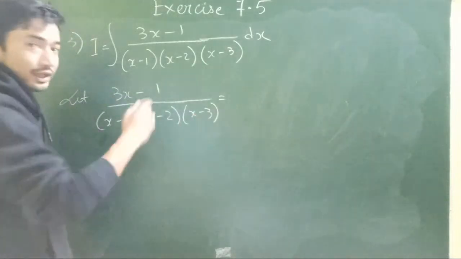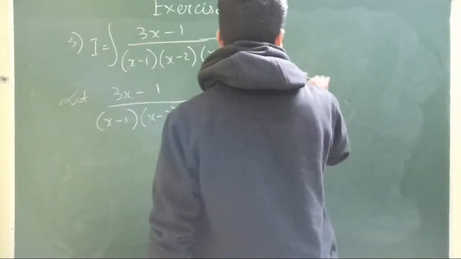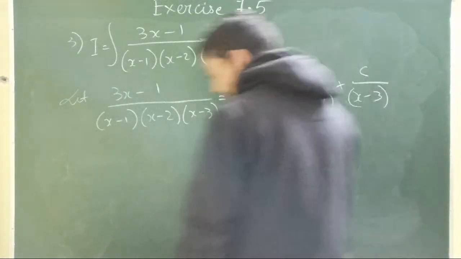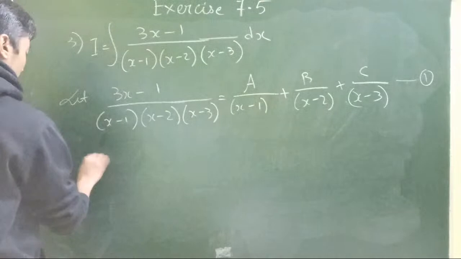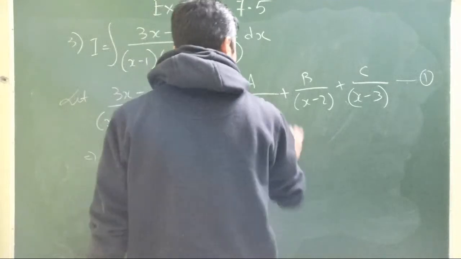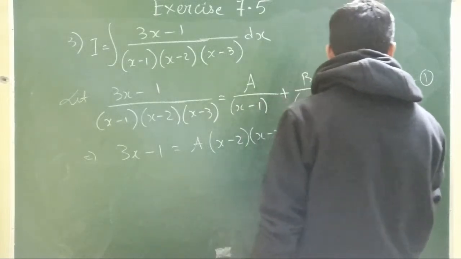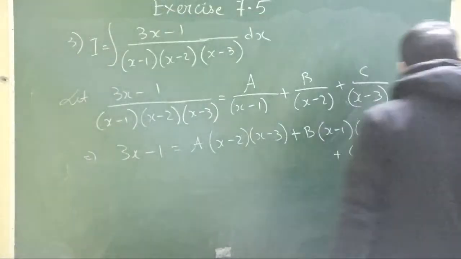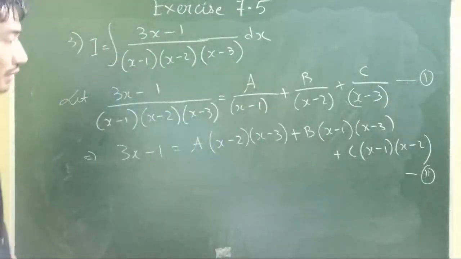So 1, 2, 3, non-repeating terms. So A, B, C, bus. A by x minus 1, B by x minus 2, let's do it quickly together, C by x minus 3. We can mark that as equation 1. Then that implies 3x minus 1 is equal to A into x minus 2 into x minus 3, plus B into x minus 1 into x minus 3, plus C into x minus 1 into x minus 2. We can mark that as equation 2. Now we have 3 terms, so let's simplify this. This is going to be a good job in our hands.